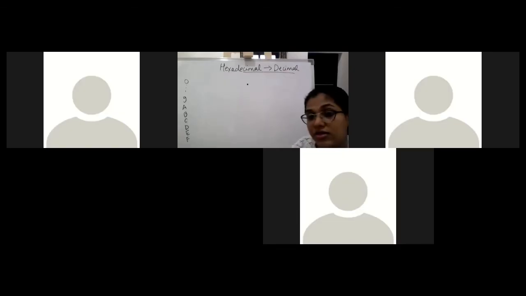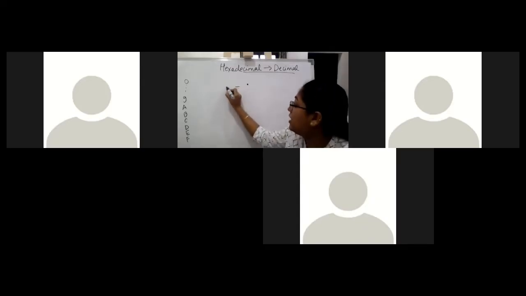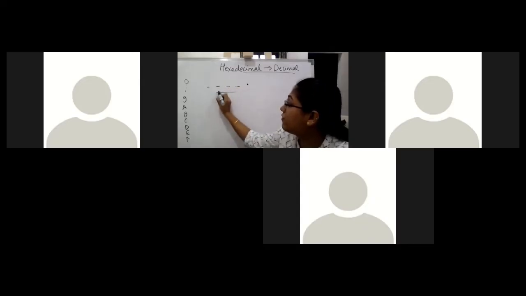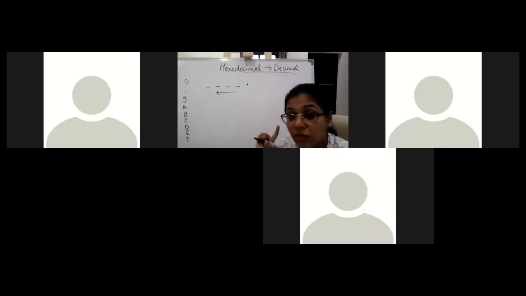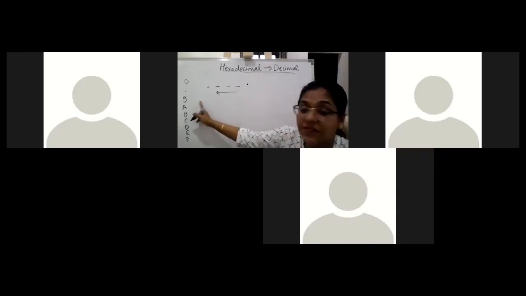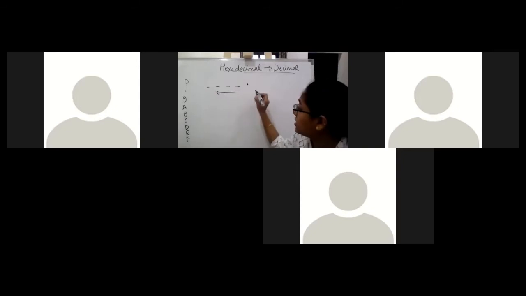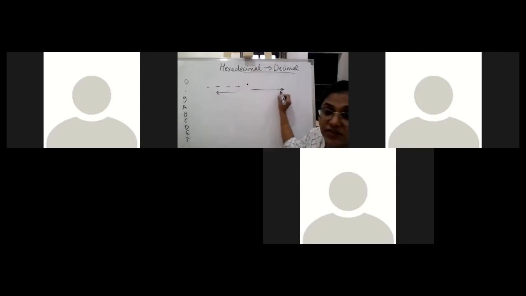We will see the number values of every digit towards the left hand side of the decimal point. Do you remember how we did binary to decimal? We did 2 raised to 0, 2 raised to 1, 2 raised to 2, 2 raised to 3. Remember? When we go to the left hand side, powers go on increasing, and when we go to the right hand side of the decimal, the powers go in negative.